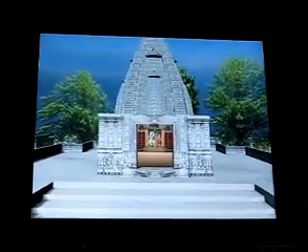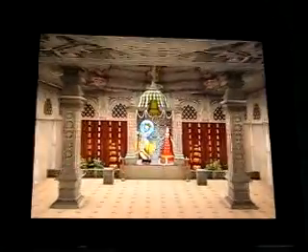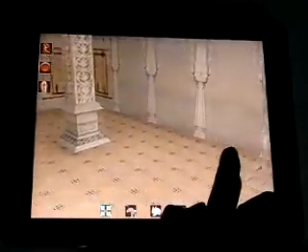So this scene actually presents you with the entire temple complex and the temple. Here we have Krishna and Radha, the idols. And I can look around by just swiping my finger. I can perform a Pooja. You can go back. Ring the bell. You can look around.